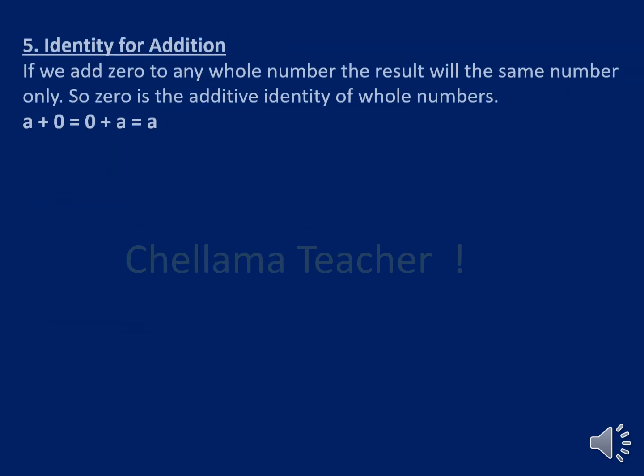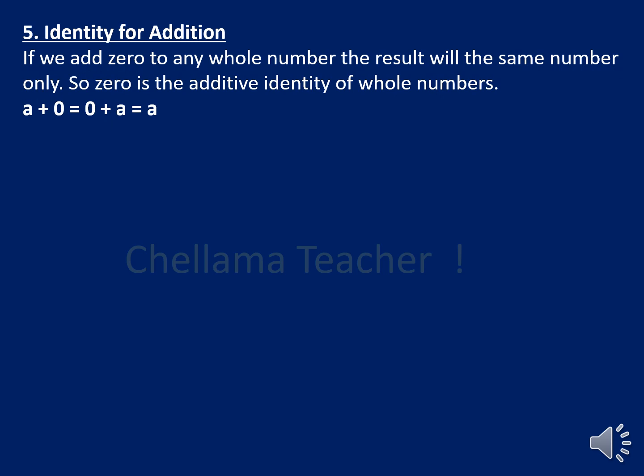The fifth one is identity for addition. If we add 0 to any whole number, the result will be the same number only. So 0 is the additive identity of whole numbers. A plus 0 is equal to 0 plus A, which is equal to A.